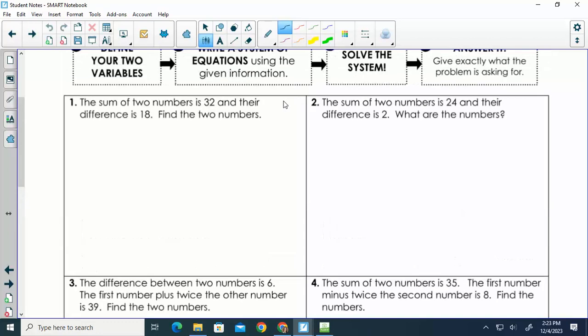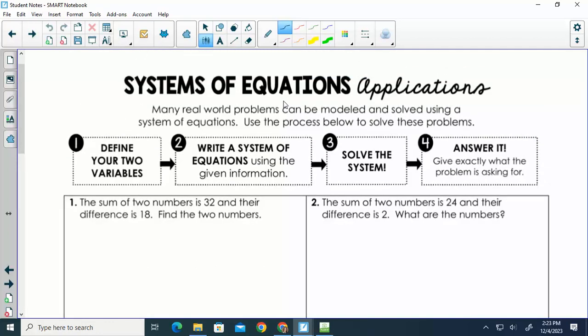All right, so this is kind of taking a couple things that we have done and putting them together. We have solved word problems before. We did linear word problems earlier in the first unit, and we've solved systems of equations. So now we're going to do systems of equations involving word problems.